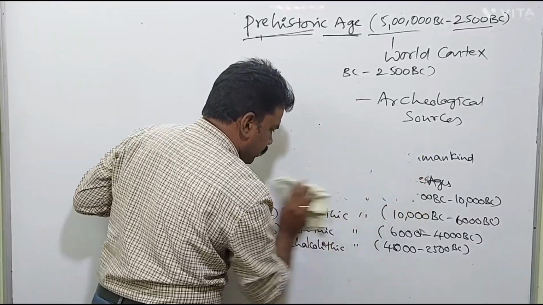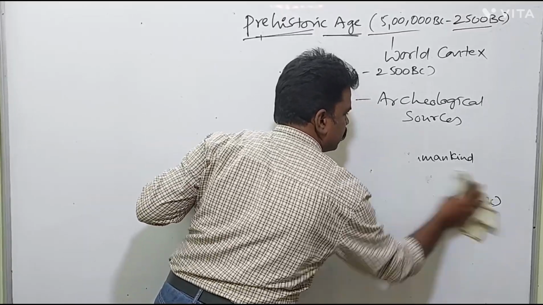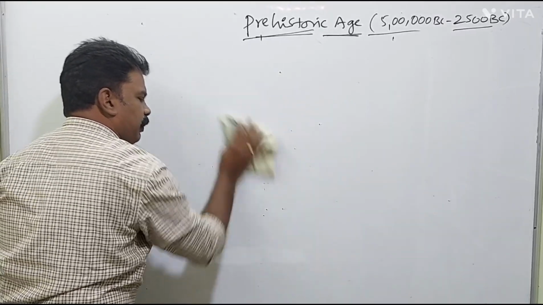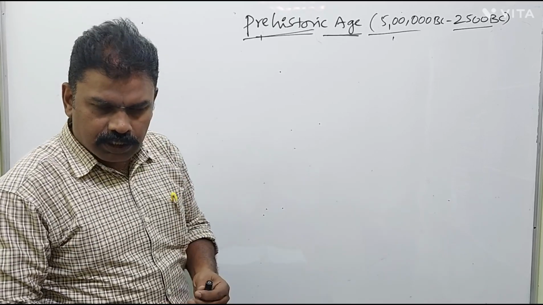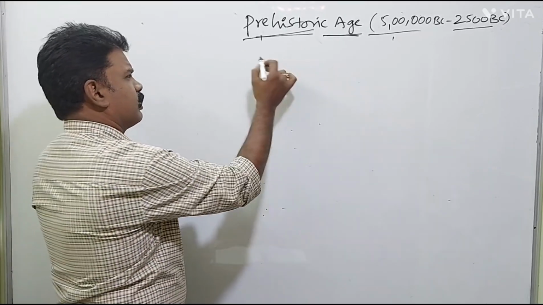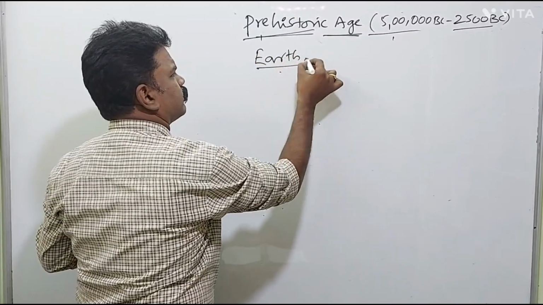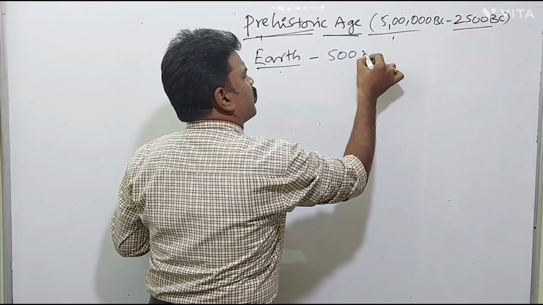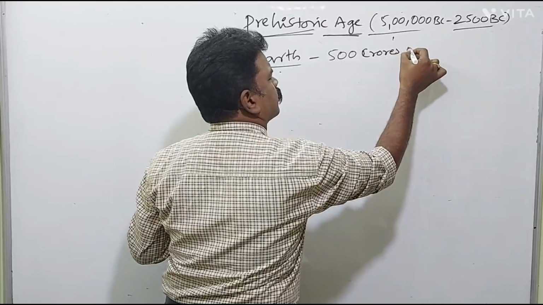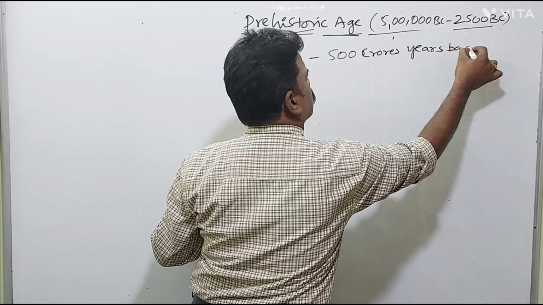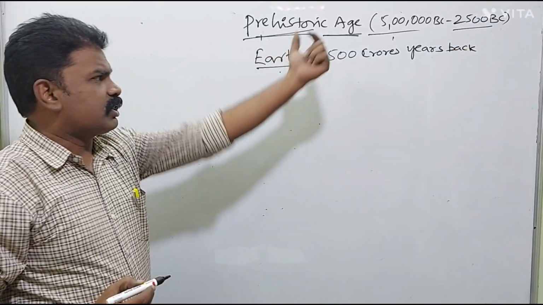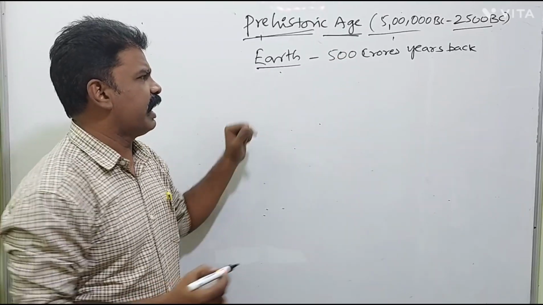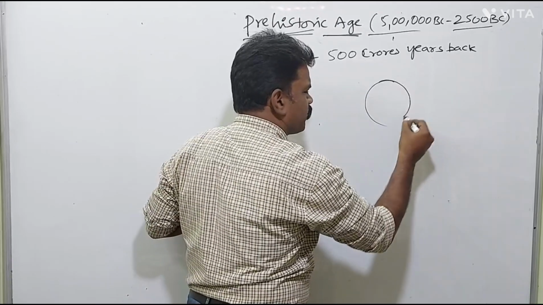Now first we will take the evolution of the earth. Earth is the only planet which is lived on by humankind. It evolved nearly 500 crore years back, that means 5,000 million years back. 500 crore years back, the earth deviated from the sun.